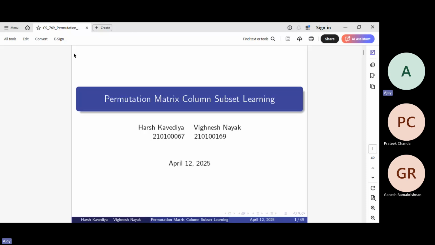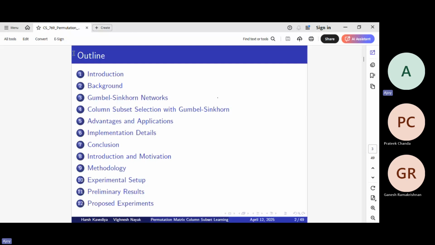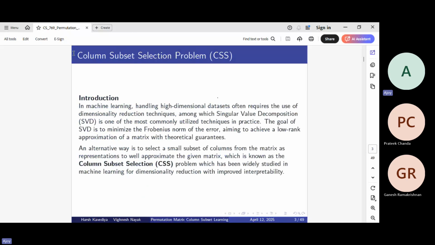Hello, sir. Our problem is permutation matrix column subset selection. In machine learning, while handling high dimensional data, we often do dimensionality reduction. For example, one technique is SVD, where we minimize the Frobenius norm of the error with the low rank approximation of the matrix. An alternative way is column subset selection, where you select a subset of the entire data set and reduce the dimension.